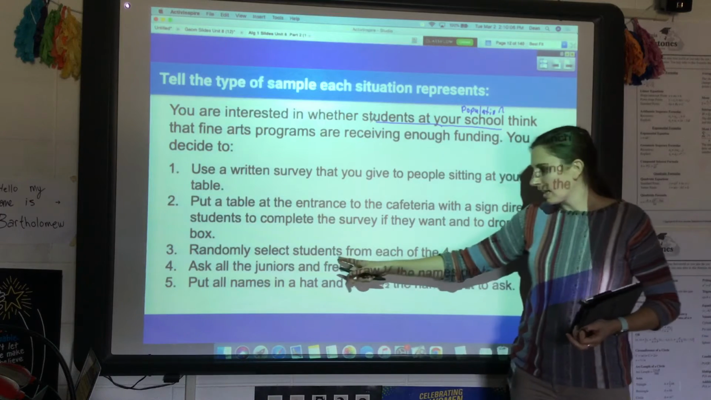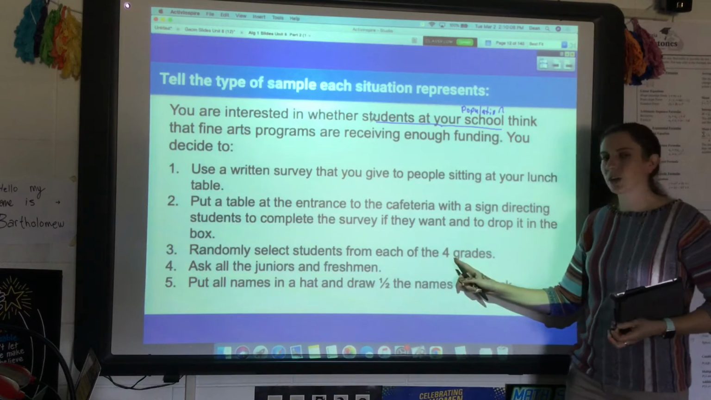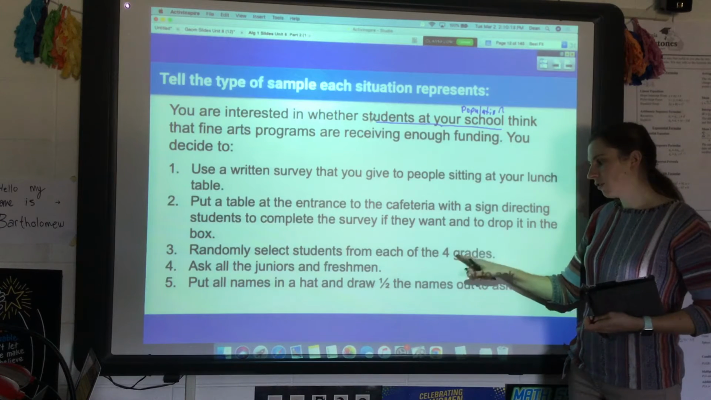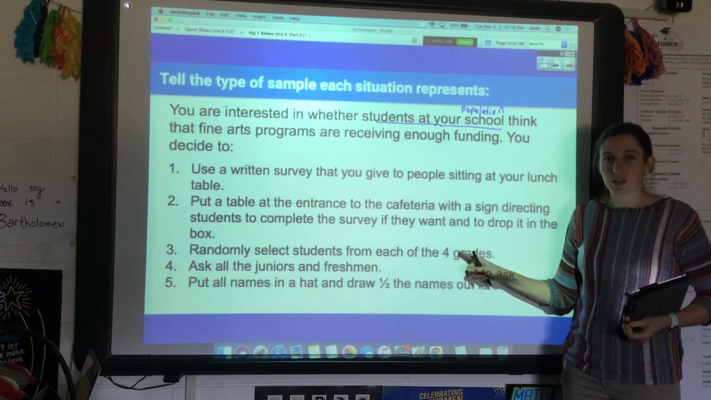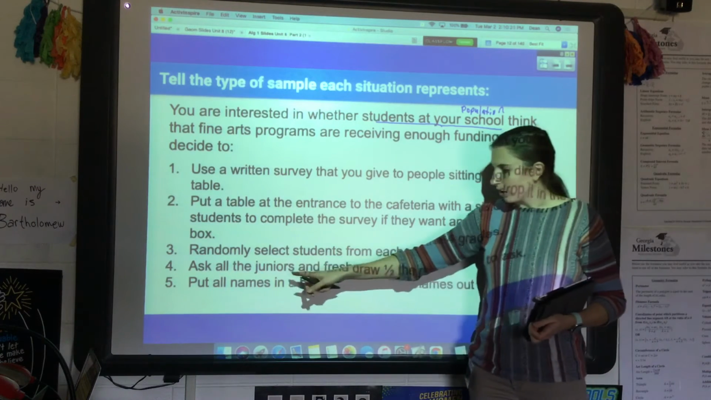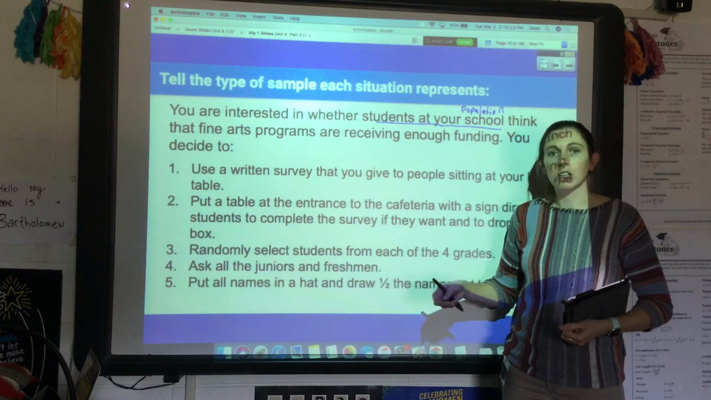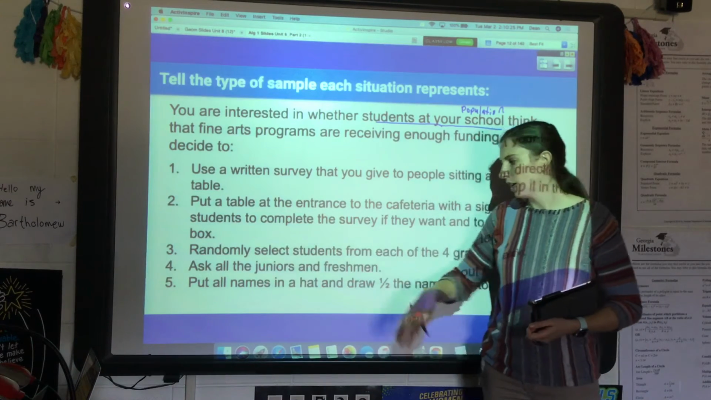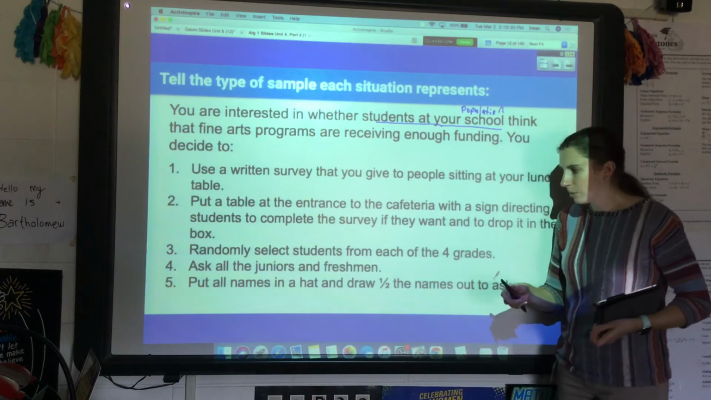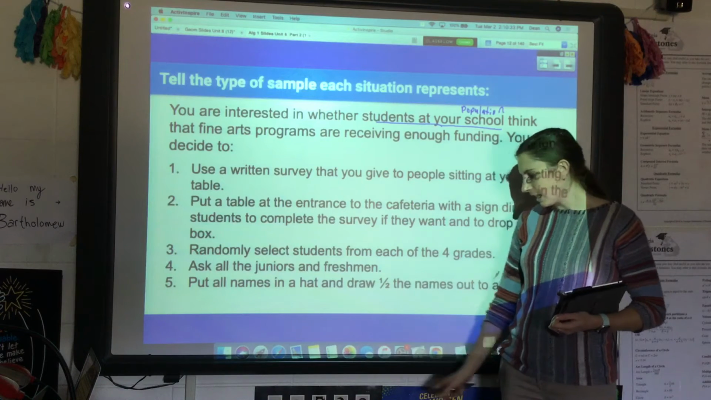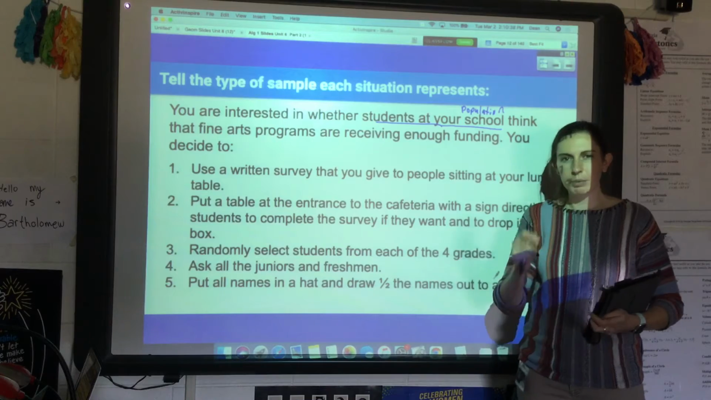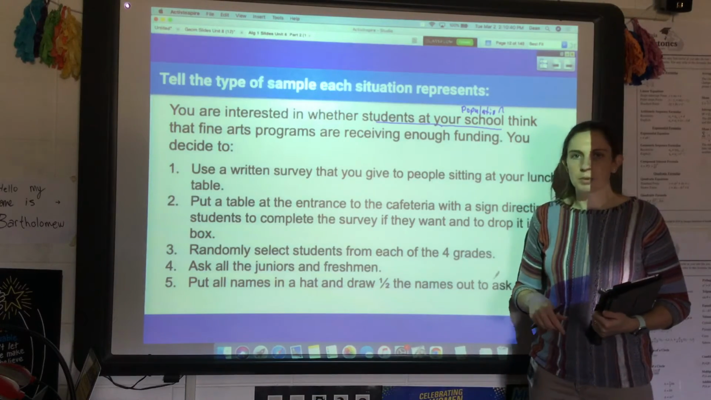If you randomly select students from each of the 4 grades. So you're not just randomly picking, you're randomly picking from these groups. And that's a stratified sample. If you ask all the juniors and all the freshmen, those are clusters. The juniors are a cluster, the freshmen are a cluster, so that would be a clustered sample. And then if you put all the names in a hat and you draw out half the names, that would be a random sample. You're going to randomly pick just some students.